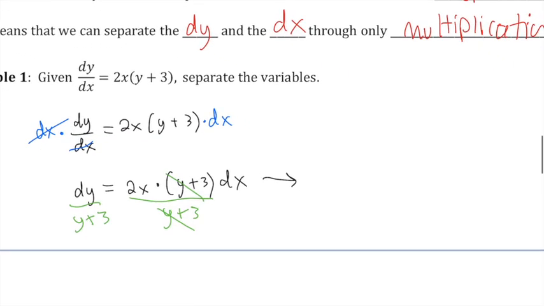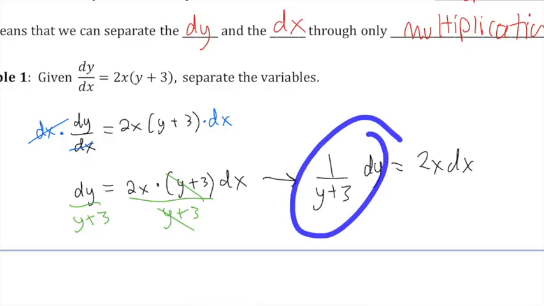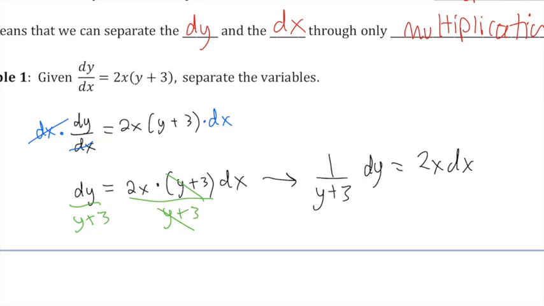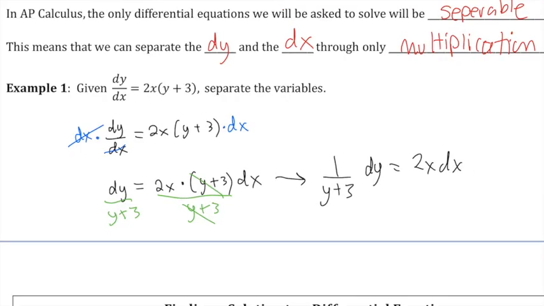And then my final answer is going to be 1 over y plus 3 dy equals 2x dx. So notice that all my y's are on the left, all my x's are on the right, and that is what we mean when we say separate the variables. So separate the variables, and then put the associated dy and dx on that side.